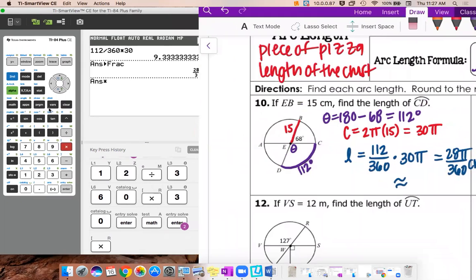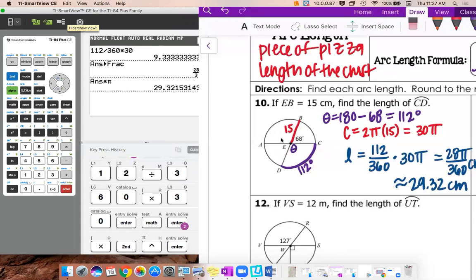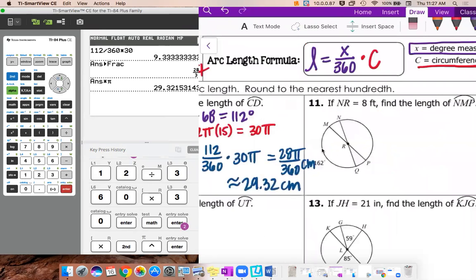So then you just do times pi, and then it gives me the decimal, about 29.32 centimeters long. So that means the crust of this pizza is 29.32 centimeters long. Okay, let's do it again.